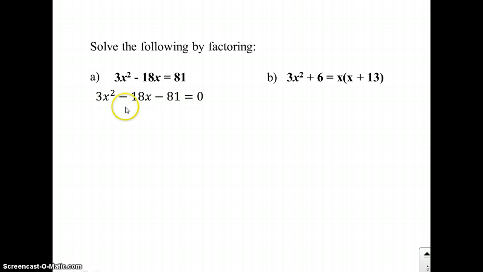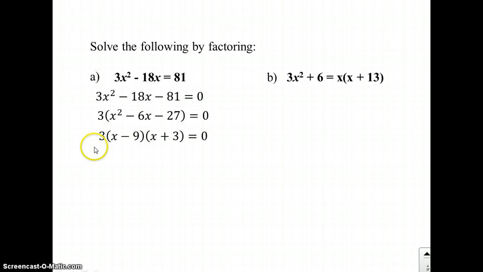Looks like a complex trinomial, but I also notice that every term is divisible by 3. So I'm going to take out a common factor of 3. That leaves me 3 times x squared minus 6x minus 27. And now I've got a simple trinomial inside the brackets. With the numbers, add to negative 6, multiply to negative 27, and factor that accordingly. So I get 3 times x minus 9 times x plus 3.